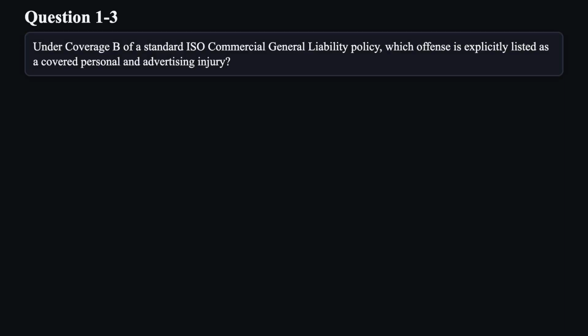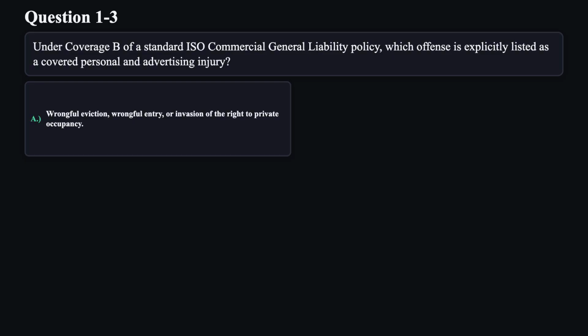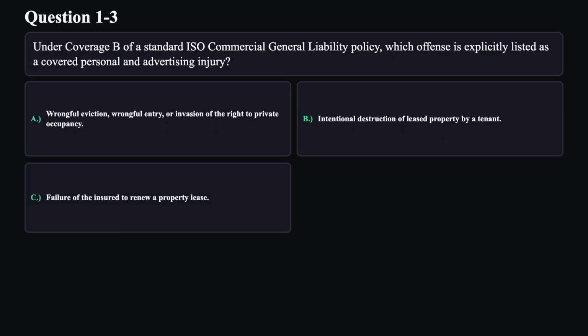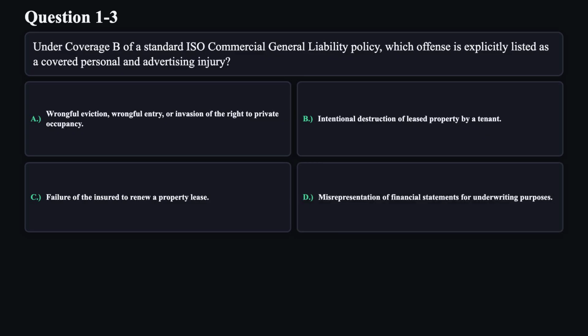Question 3. Under coverage B of a standard ISO commercial general liability policy, which offense is explicitly listed as a covered personal and advertising injury? A. Wrongful eviction, wrongful entry, or invasion of the right to private occupancy. B. Intentional destruction of leased property by a tenant. C. Failure of the insured to renew a property lease. D. Misrepresentation of financial statements for underwriting purposes.